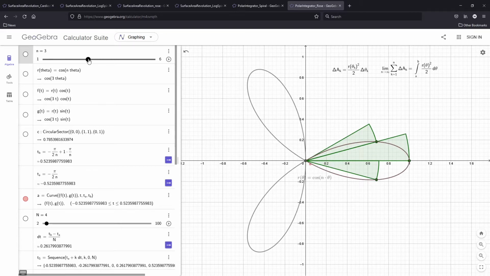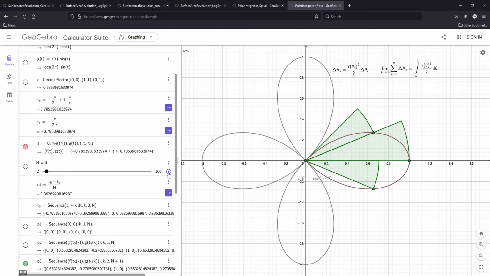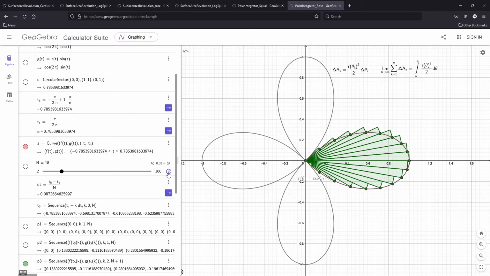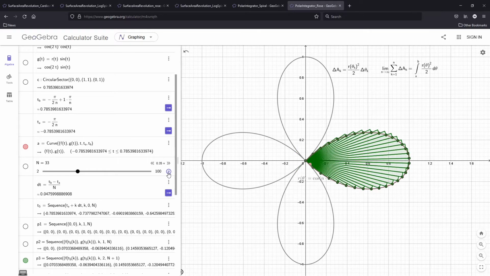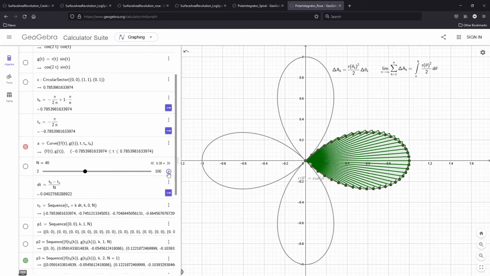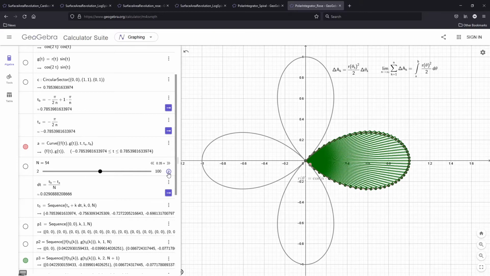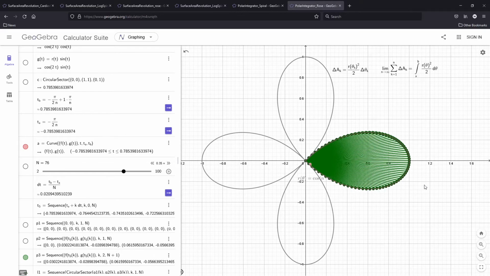So if we stick to, we'll say, n equals 2 here, and apply our Riemann sum procedure to one of the petals, then you can see very clearly that as n goes to infinity, the sum of these sectors is going to converge to the actual value of the rose petal. So the question here is, how do we evaluate this integral? And this is kind of a difficult question.